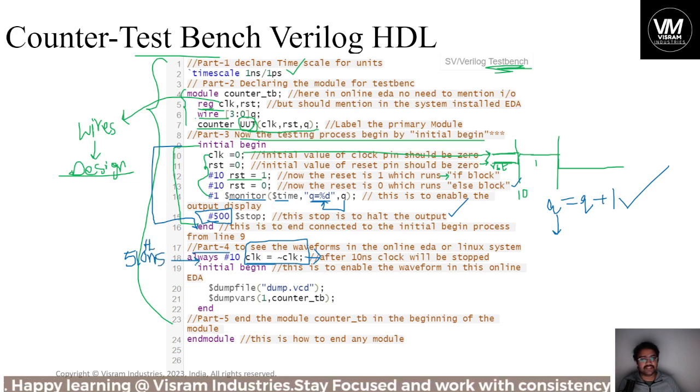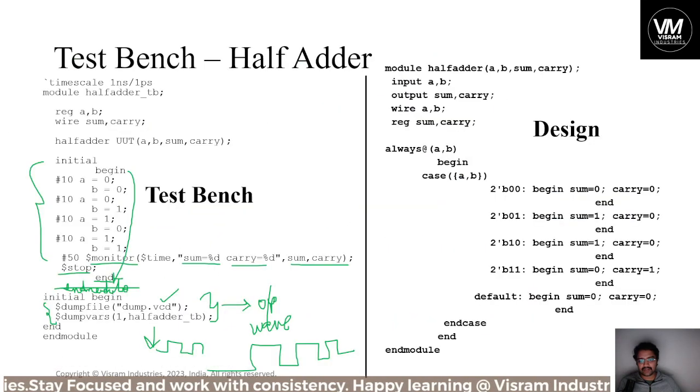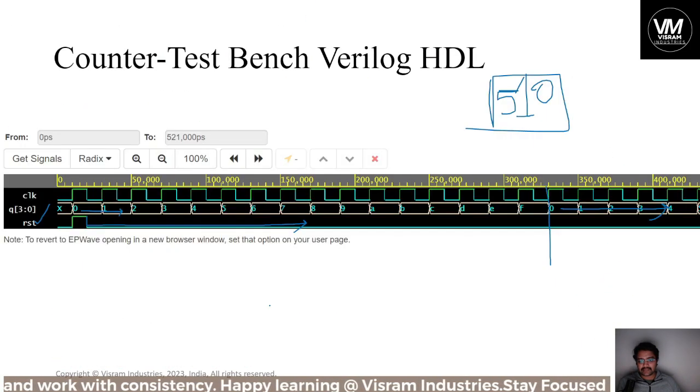That is what this definition is. Always this. And then the initial block, this is to display the output waveform. This is mandatory, like we have done for the half adder output waveform. This part is for the output waveform. Hence, you can see the output like this.